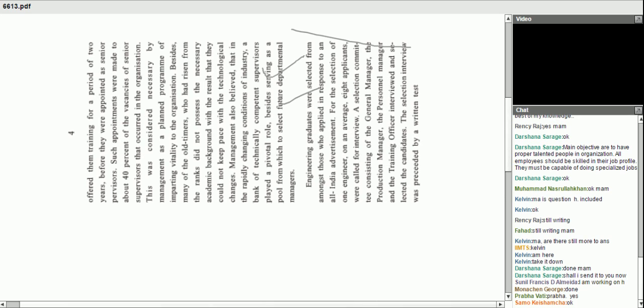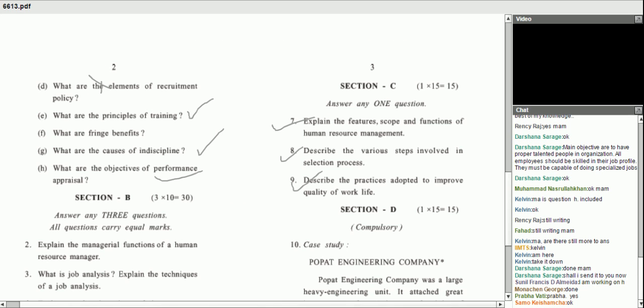Okay. What is job analysis? Explain the techniques of job analysis and explain the managerial functions of a human resource manager. You have to answer these two questions. Darshana, is it clear?